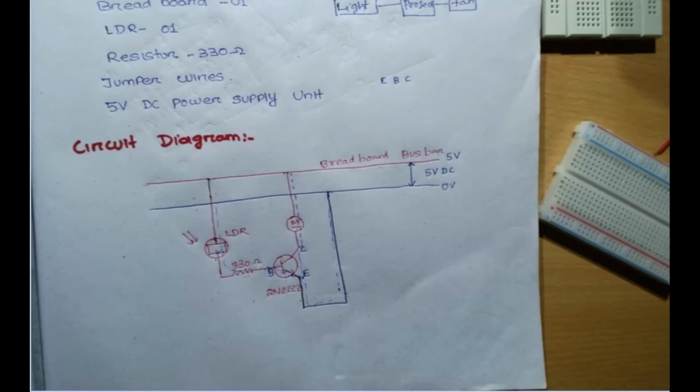So when light falls on it, the resistance will decrease. When light does not fall, the resistance will increase. The current is minimum. Now it is unable to switch on the transistor, and as the transistor is off, the motor will not rotate.